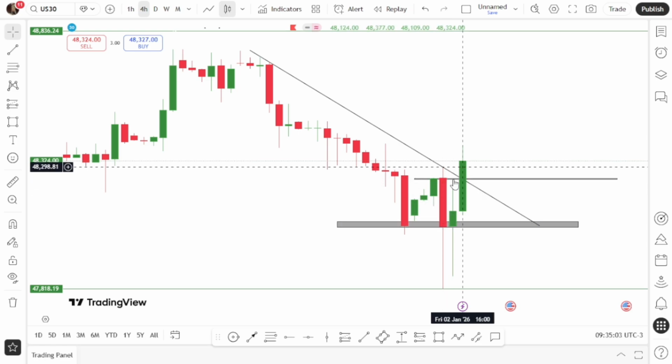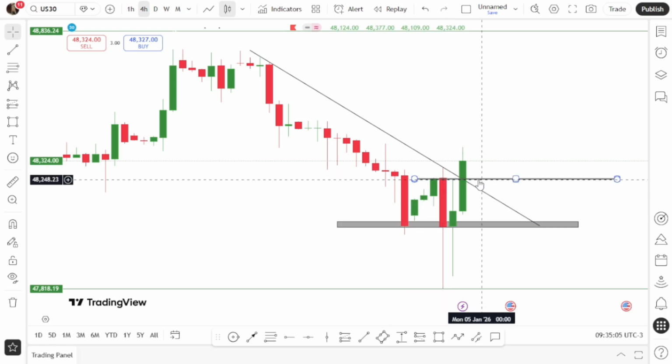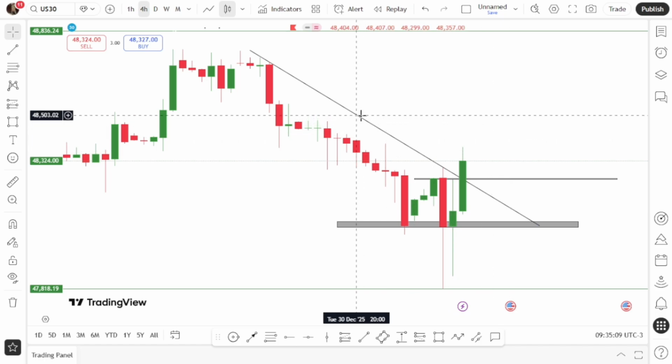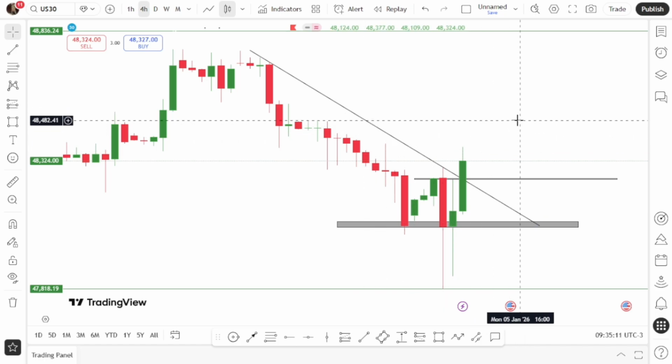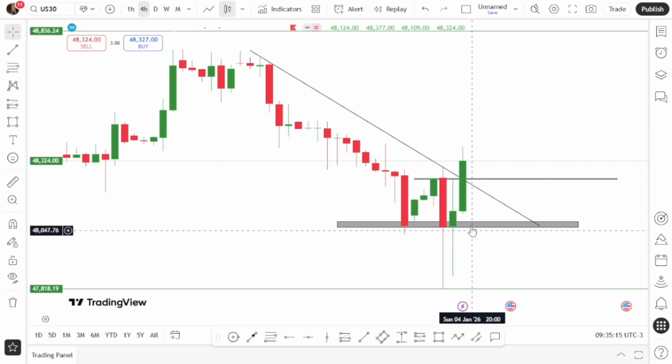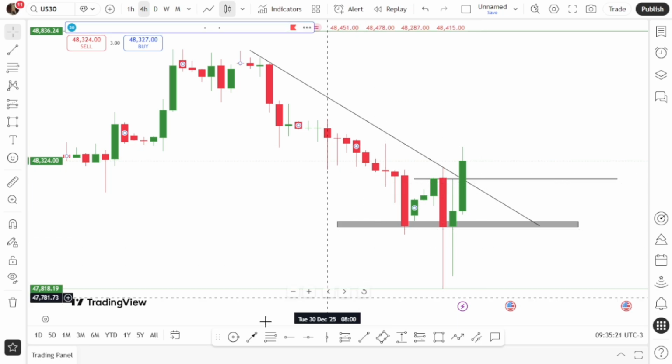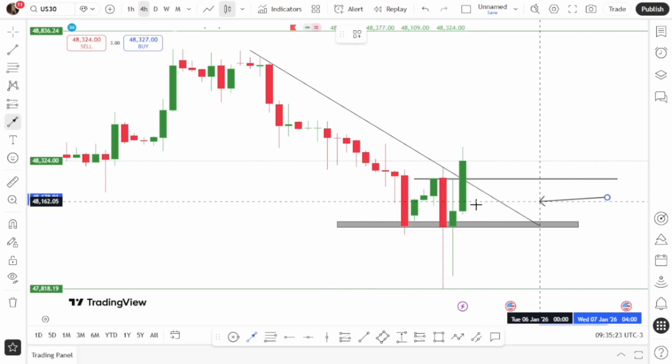So price broke the structure. That is number one confirmation. Number two, price broke our counter trend line. That is number two confirmation that US30 is going to buy. And number three, price created what they call a morning star candle. A morning star candle. Now come here. This is a morning star candle.